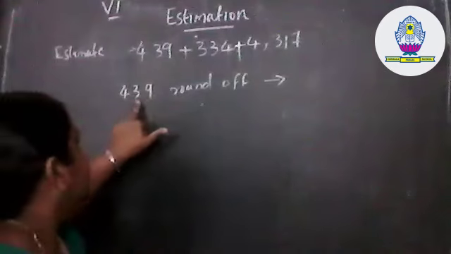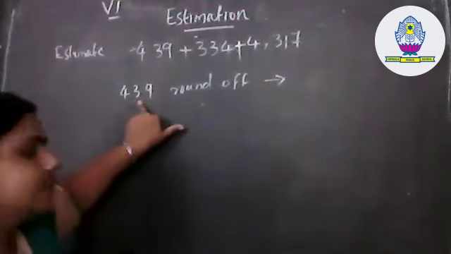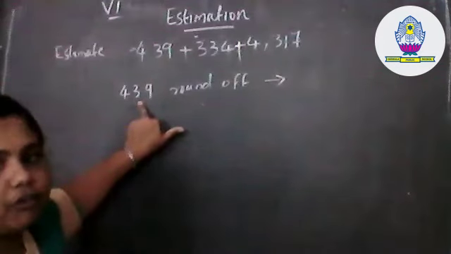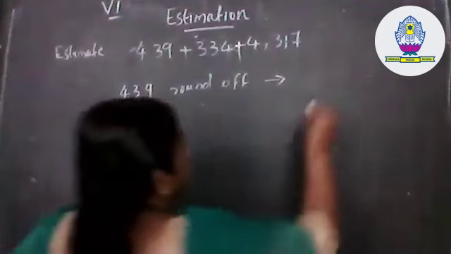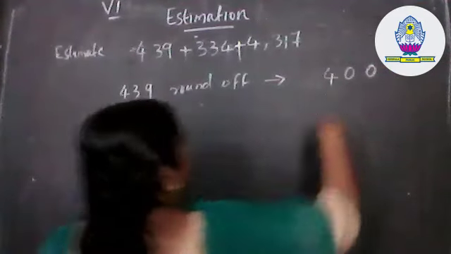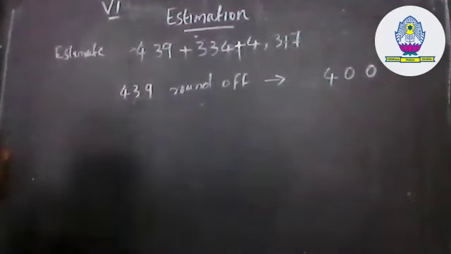So we take the digit in the tens place. The digit in the tens place is 3, which is less than 5. So the last 2 digits become 0 and the digit in the hundreds place is 3. That is 400.